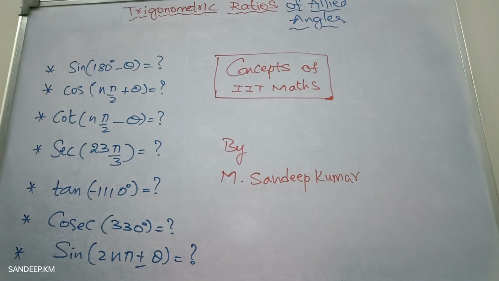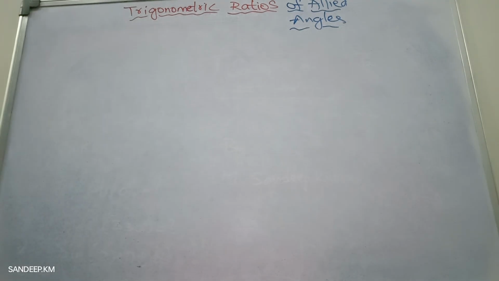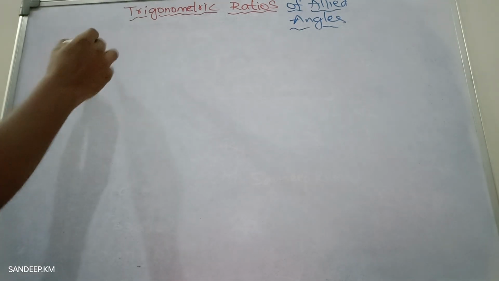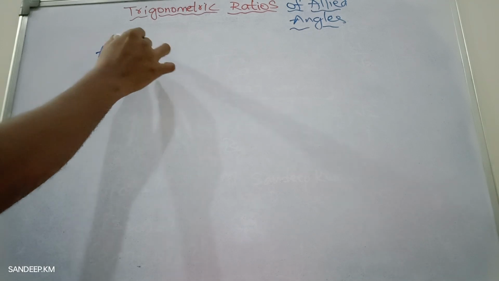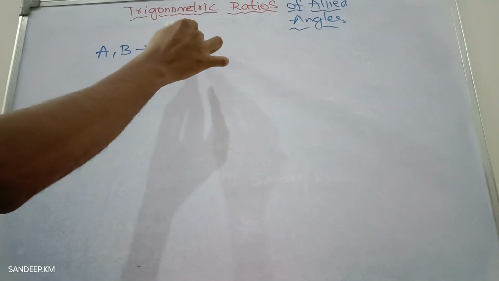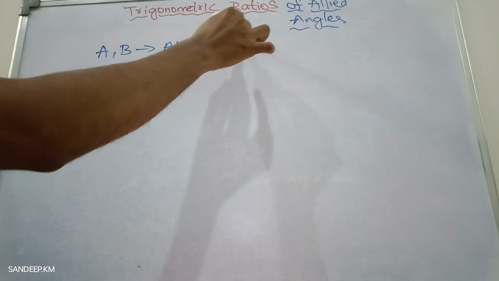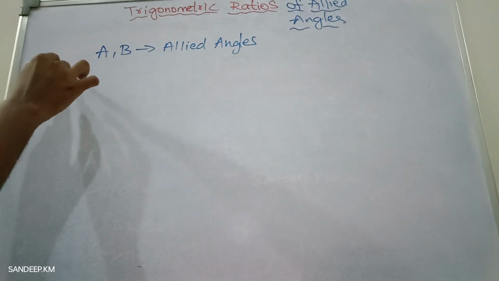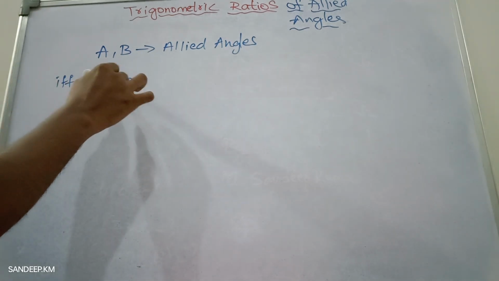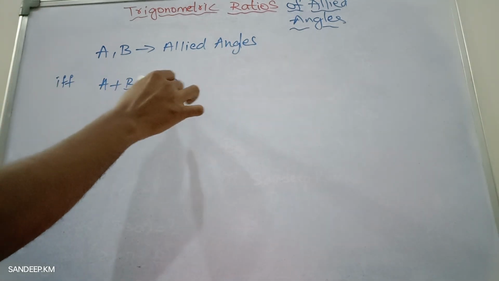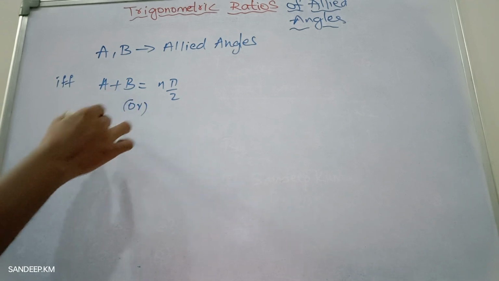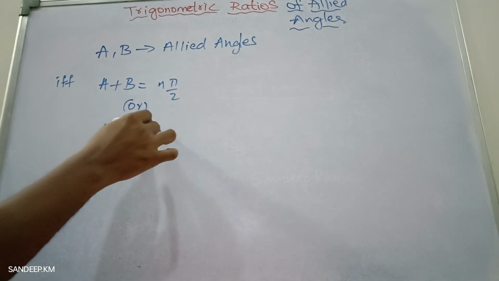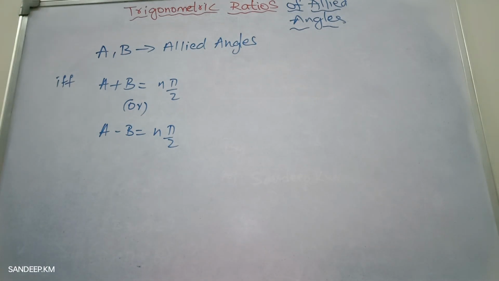Let us see how to find the trigonometric ratios of allied angles, and before that once again let us revise what are allied angles. So we have seen that angles A, B are called allied angles if and only if either A plus B is a multiple of pi by 2 or A minus B is a multiple of pi by 2. Either this should happen or that should happen.